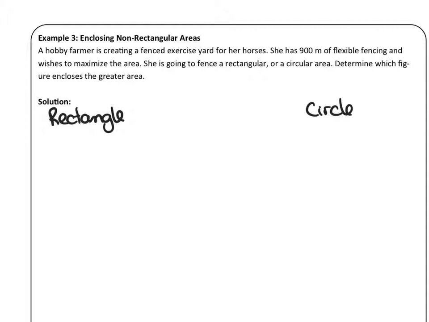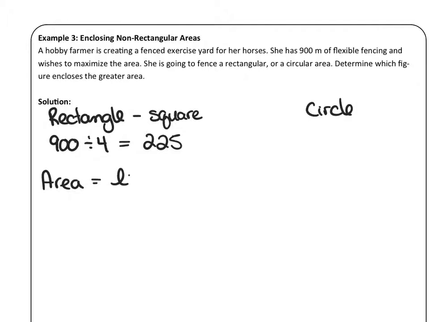Now we know that the maximum area when we're dealing with rectangles is a square. So we're going to do that. We'll do the calculations for that first. It's 900 meters of flexible fencing. So I'm going to take the 900 and divide by 4, just like I did in the previous example. And I get 225. So each side of the square is going to be 225 meters. And then what we're going to do is figure out the area, which is length times width, in a square, which is 225 times 225.